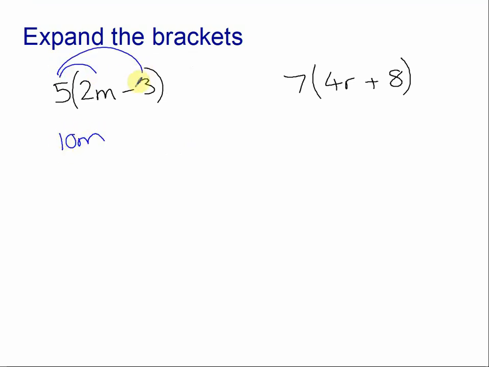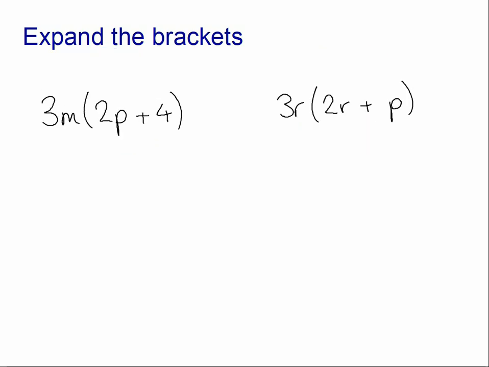And 5 negative 3's, well, that's minus 15. So that's why there's a minus there. 7 of this bracket, so 7 lots of 4R. That's 28 R's. And 7 lots of 8 is 56. And that 56 is positive. Let's make it a bit harder.